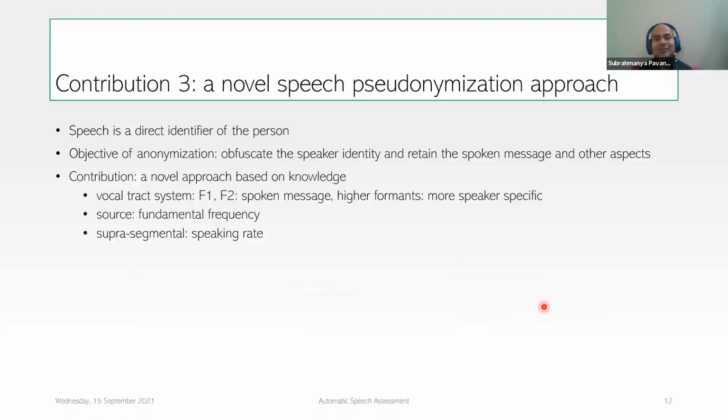The third contribution lies in the context of privacy preservation, which is an emerging research problem. Speech is a direct identifier of a person. With the advancement of speech technologies in the presence of public speech resources, there has been an increased interest in preserving the speaker's identity or privacy. Thus, the objective of speech anonymization is to obfuscate the speaker identity and retain the spoken content and other aspects. This is an emerging field, so there's also a need to develop such anonymization methods as well as to assess the resultant speech in several aspects. This process of anonymization and assessment has to happen in a loop for the field to advance.